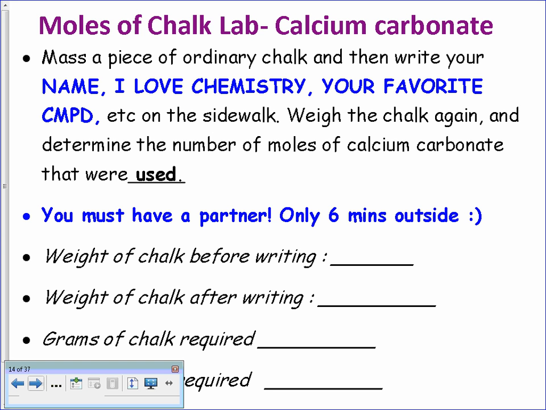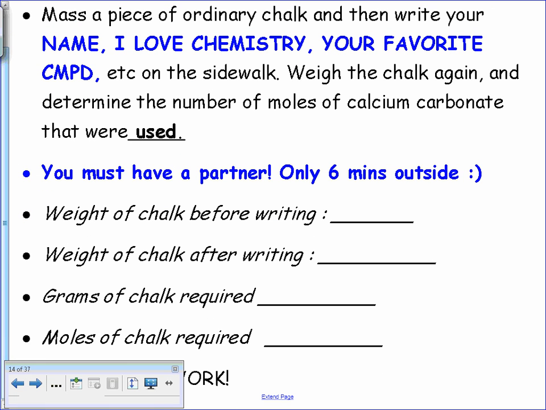Be like a proton, people. Let's be like a proton. And when we get back, we're going to mass the chalk afterwards. You can figure out the difference of the chalk that you use, figure out what that is in grams, in moles, and in atoms. Cool? It should take us no more than 10 minutes, 15 minutes max, okay? So get with a partner if you want to. Get your own piece of chalk. Doesn't matter to me.